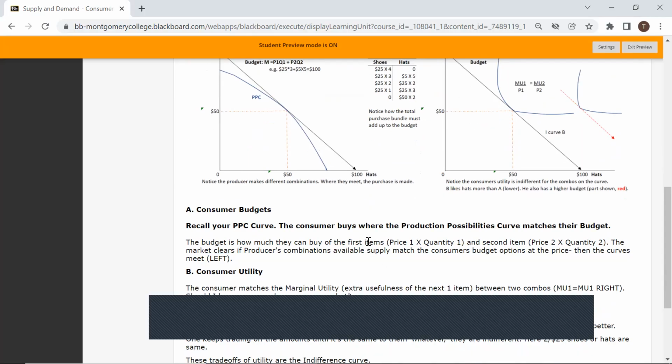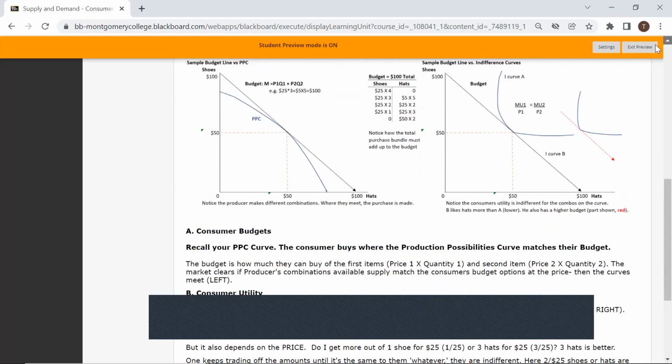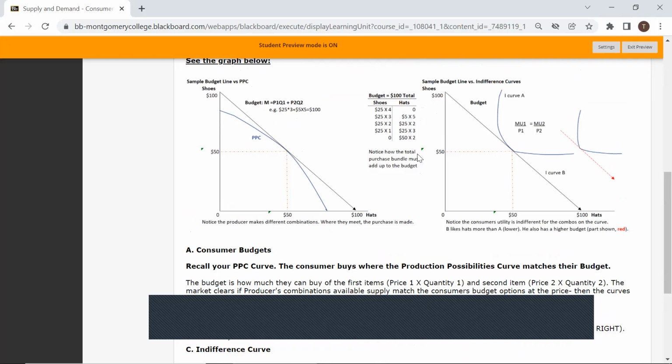So the budget is how much you can buy of each item. And notice that when you buy items, it's price times quantity, just like when you buy things in real life. So you could buy these combinations here is what makes your budget. So 4 times 25, 4 shoes at 25 is $100. So your budget meets over here at $100 of shoes and 0 across for hats.